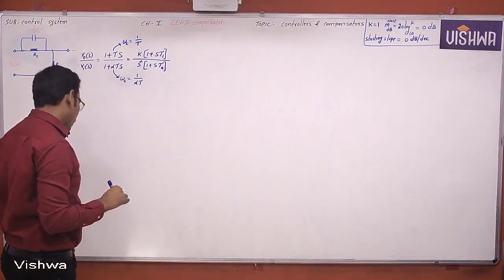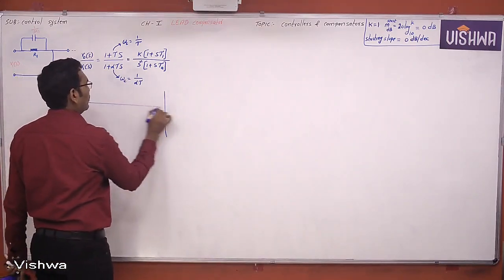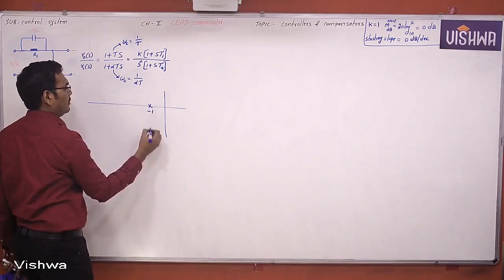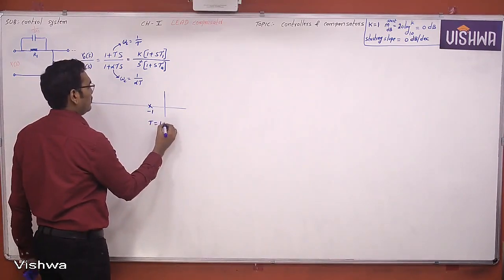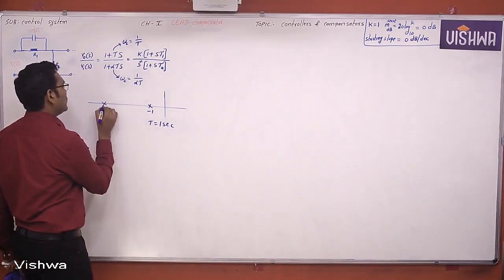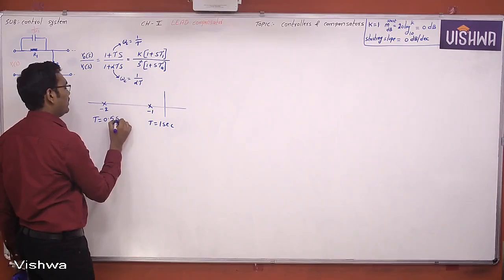And one more thing you can identify, which I am saying again and again. Let us take this is -1. What is the time constant? Time constant is 1 second. Let us take this is -2. What is the time constant? 1 by 2, 0.5 second.